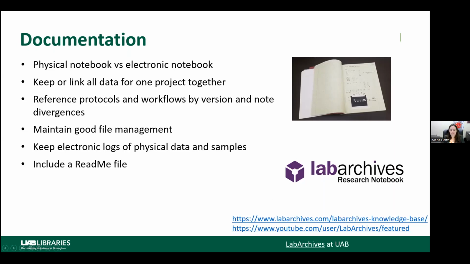I did want to take a second to let you know that UAB supports, we have a subscription to the Lab Archives electronic research notebook. There's a link to log into Lab Archives here. It's free for you to use because UAB pays for it. And there's lots of training online, and we also schedule training throughout the year.